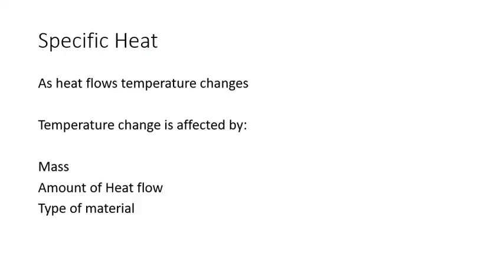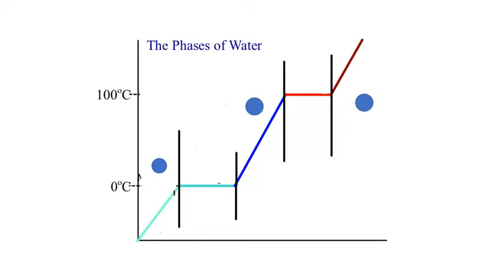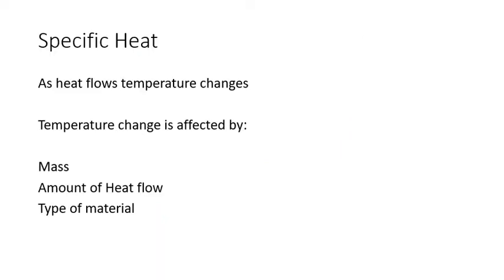What's important there is that we're dealing with areas where there's a specific heat. We could say as heat flows, temperature changes. So all of these circled areas are areas where heat flows and temperature changes. What affects how much the temperature changes? Well, a few things. The mass. If we're trying to heat up a lot of water, we're not going to have a big temperature change. If we're trying to heat up a small amount of water, there's going to be a bigger temperature change, all other things being equal.